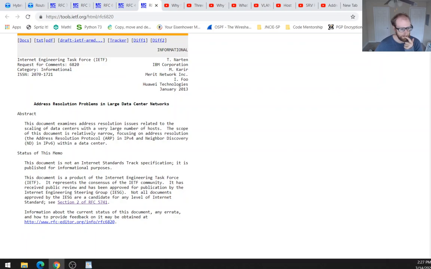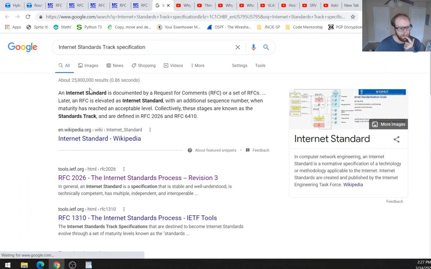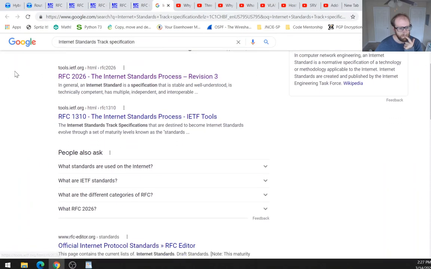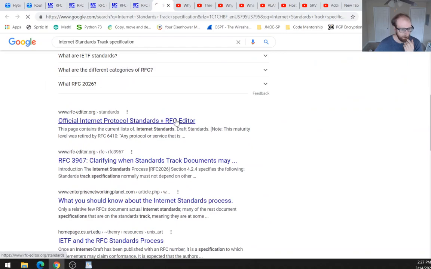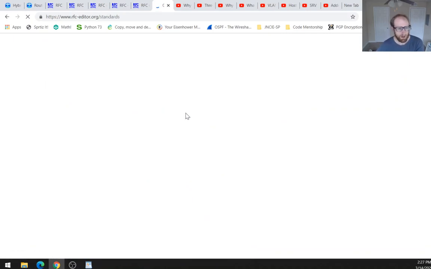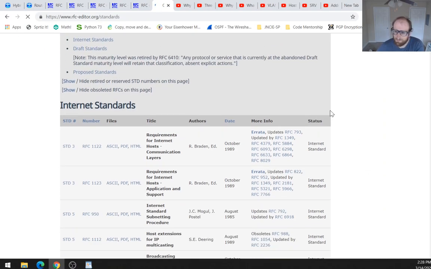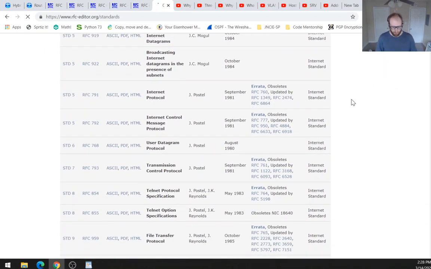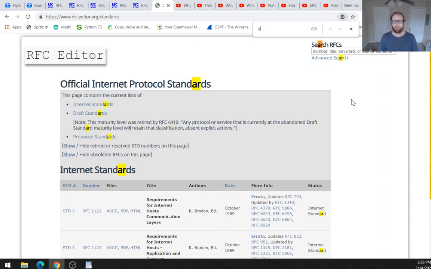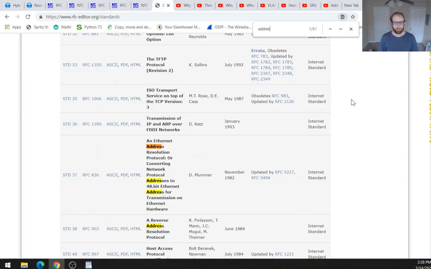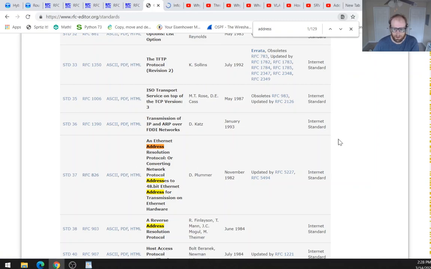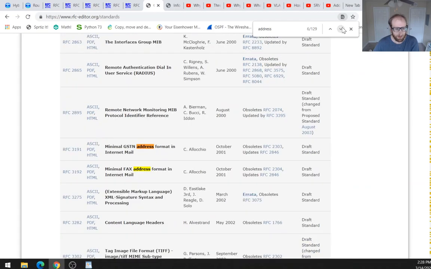Well, can I see, oh, here we go. So here's the official Internet Protocol standards. So is there one for ARP? Oh, here we go. So here's the one for ARP, RFC 826. Now these are really old, 1982. So I don't know how relevant that is.